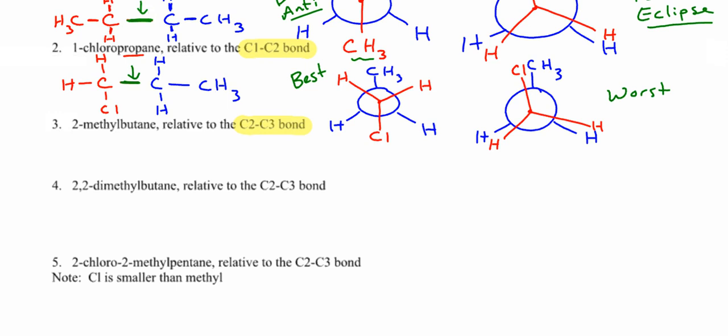Let's look at the C2-C3 bond of our next compound. So this is 2-methylbutane. Okay, so we're adding something each time. So 2-methyl means it's the second carbon where there's a methyl group. Okay, so there's a methyl group there. What else would be on that carbon? Well, there'd be an H to give it the 4 bonds.